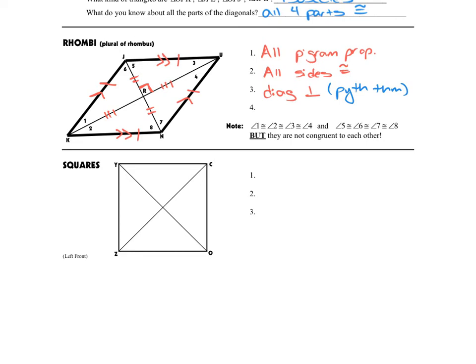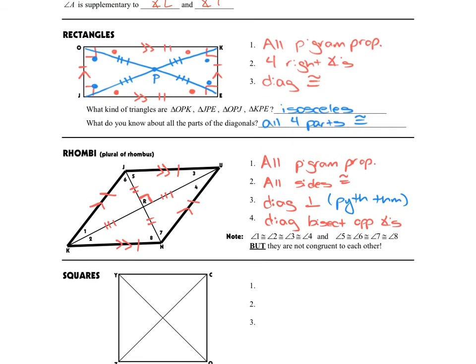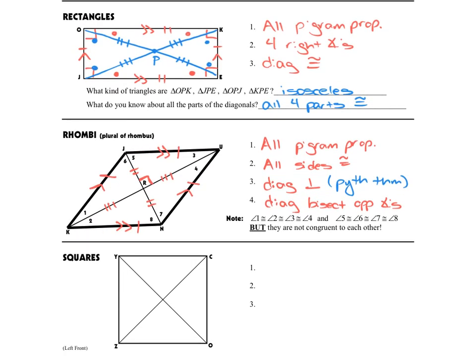Now, the last property that we're going to list, and we're going to mark this special, is the fact that the diagonals are going to bisect the opposite angles. Now, a good way to contrast this is that if we look at our rectangle, what we noticed is that these 2 angles here were different, okay? We had different colors, those were different angle measures.